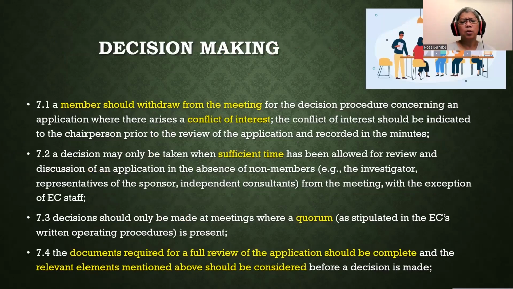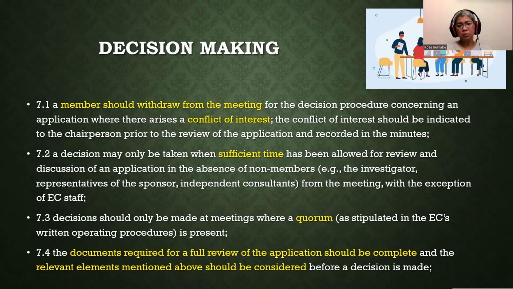Now, we have just looked at what are the things that an ethics committee must look at, right? Must review in the process of an ethics review. But of course, the big task of an ethics committee is not only looking at these and making suggestions, it is also making a decision.